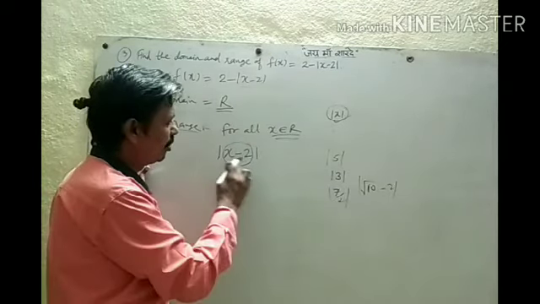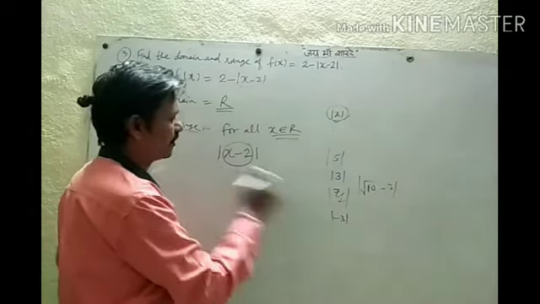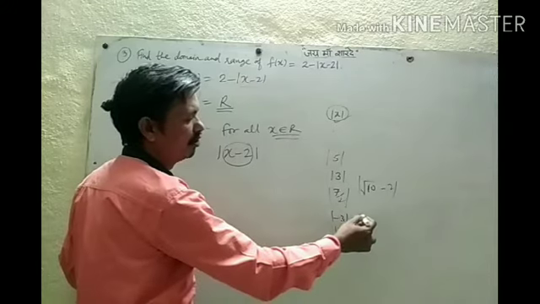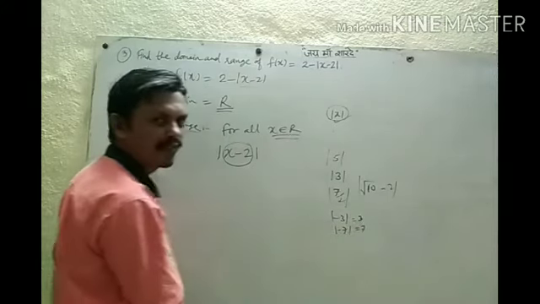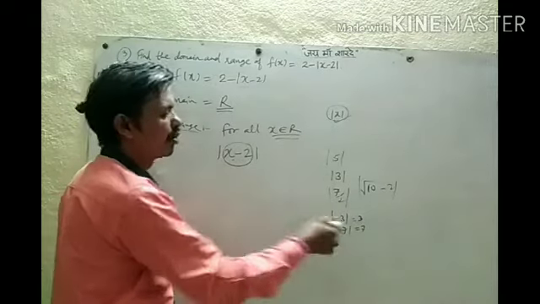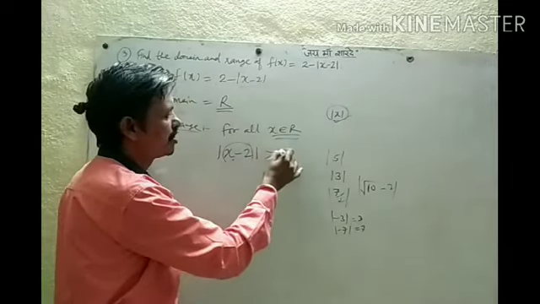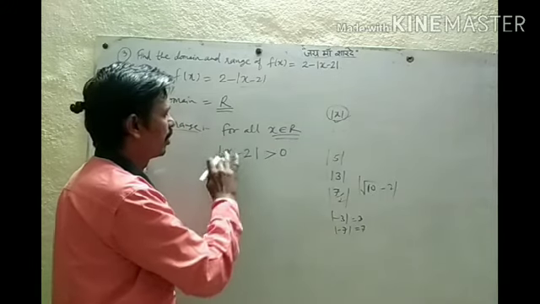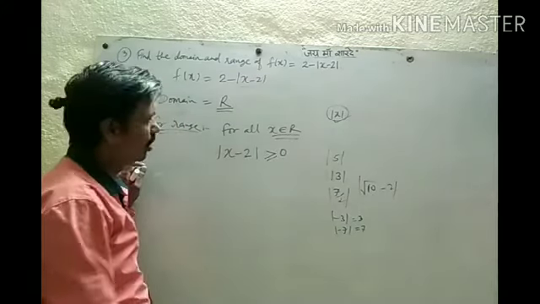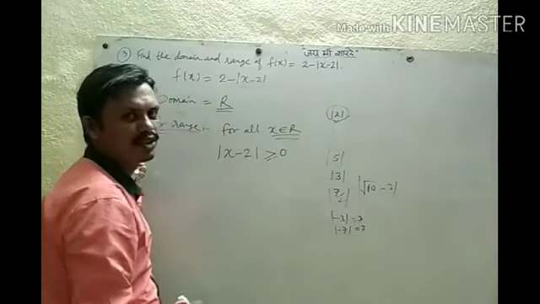If we get a negative value here, suppose x is minus 1, we get minus 3. If x is minus 5, we get minus 7. So its value is 3 only, its value is 7 only. So if it is positive, its modulus is positive. If it is negative, its modulus is positive only. Means in all the cases, it is more than 0 only. And if x is 2, it becomes 0 also. So for each and every x, mod x minus 2 will be more than or equal to 0.